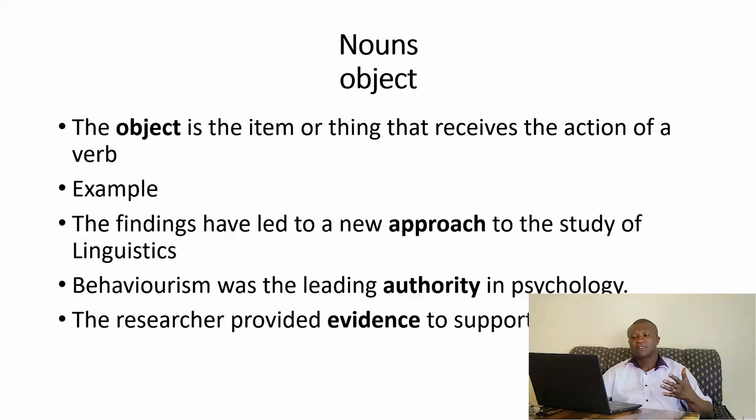And nouns also perform the function of objects, or they occur in object position. And what do we mean by that? When we say they are functioning as objects, what it means is that they receive the action of a verb. So when a noun receives the action of a verb, we say that that noun is performing the function of an object. Let's look at some examples.